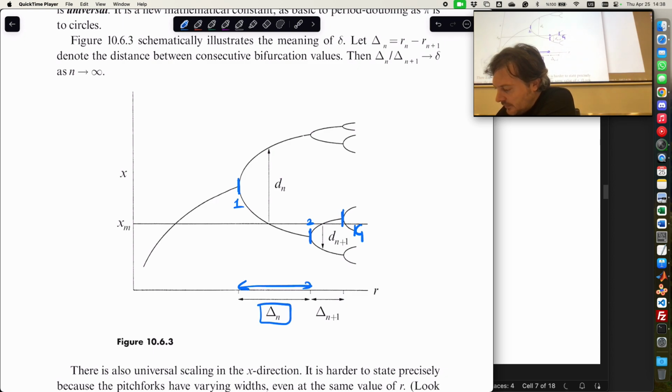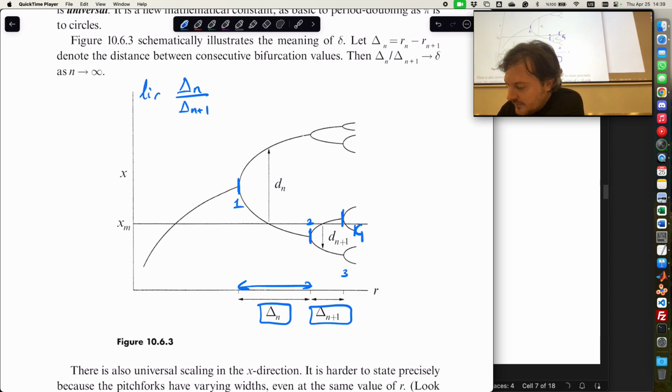let's call it delta n. And let's say the second one and the third one is delta n plus 1. And if you take delta n over delta n plus 1 and take the limit as n goes to infinity, meaning that it bifurcates smaller and smaller, it converges to a universal number.